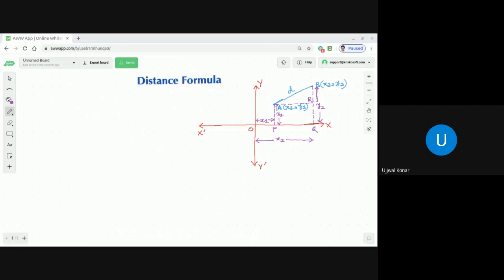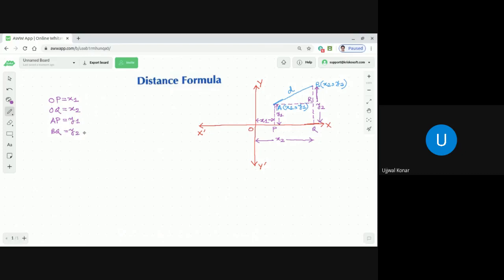Then we are going to find the value of BR. So let us write it down. What we get? We get OP is equal to x1, OQ is equal to x2, AP is equal to y1, and BQ is equal to y2.